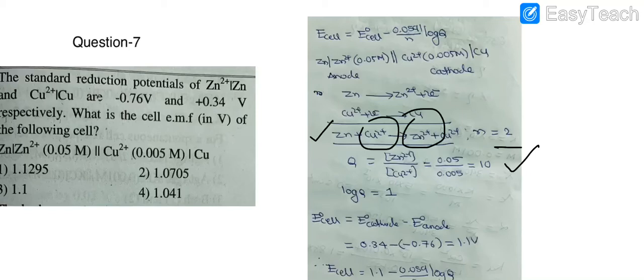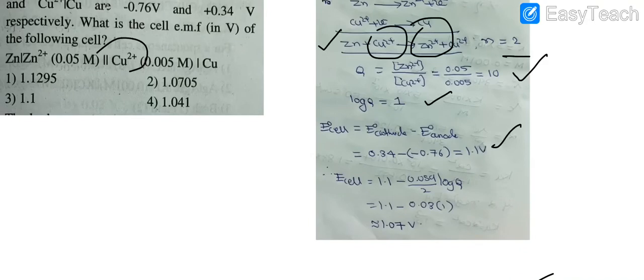0.05 and 0.005 related to copper 2 plus, so we can substitute and we are getting 10. Log Q is equal to log 10 is equal to 1. So we got E cell, and also we got log Q and the number of electrons. So all the required things we got. So now substituting that, we are getting the reduction potentials. Okay, E cell of the potential.